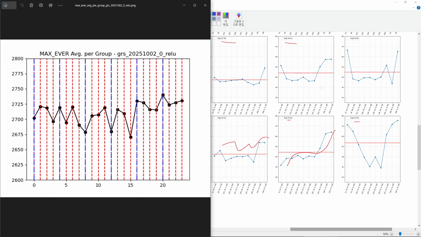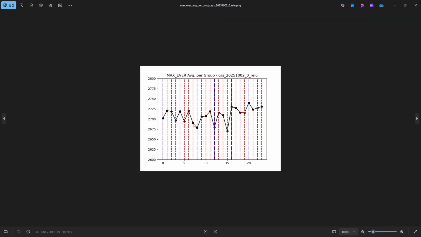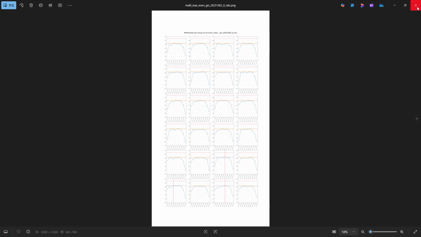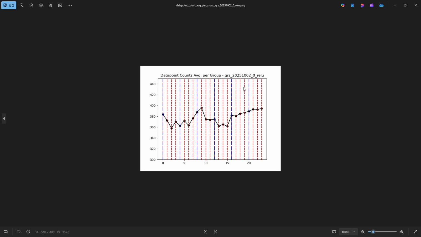Let's see if that's true. This is the average of 24 groups, each group being made up of 10 runs on 10 different entity event ratios. So this is the maximum average. I loaded up the wrong thing again, didn't I? So data point counts. Yeah, 0, 10, 20, 30, 40, 50.